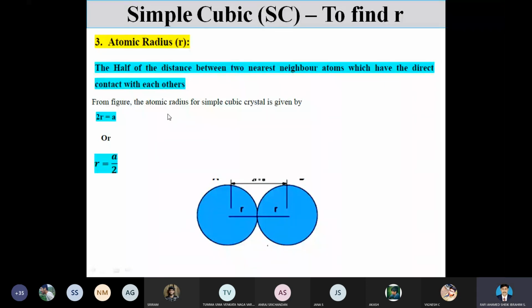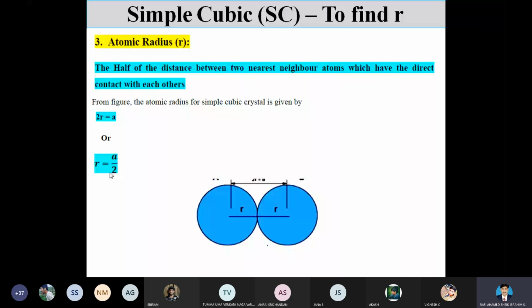The atomic radius for the simple cubic structure is given by 2R. This 2R is taken from A and B, half of the distance, is equal to A. A is the side. So from this we can write R is equal to A by 2. R is equal to A by 2. So far we measured the three parameters, N, Cn, R.